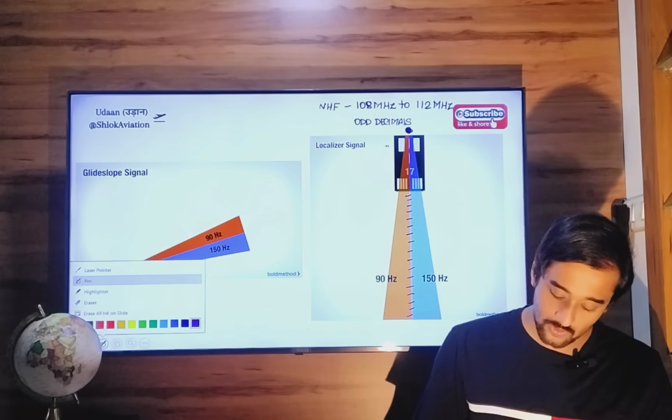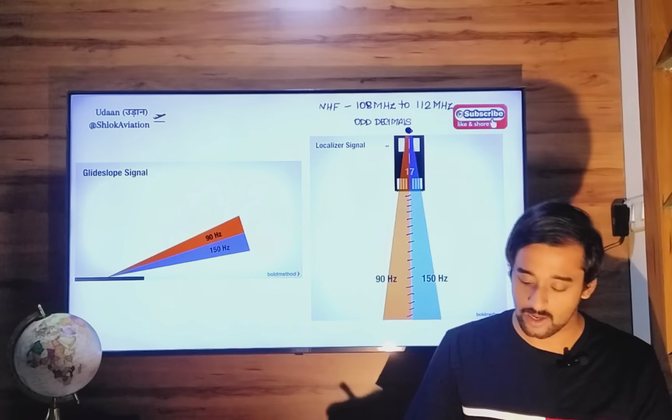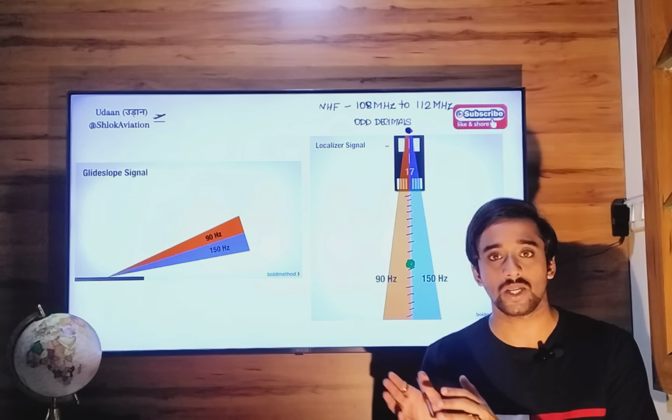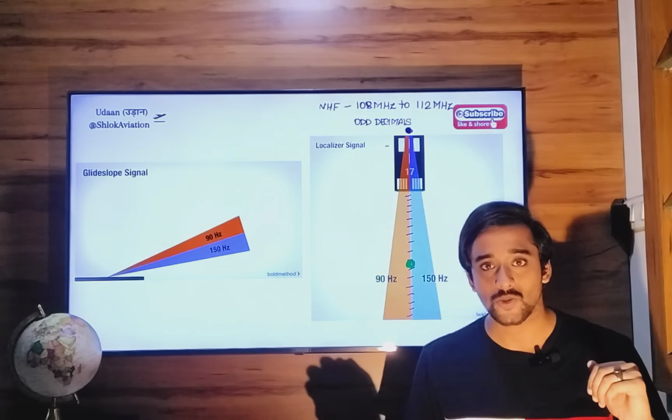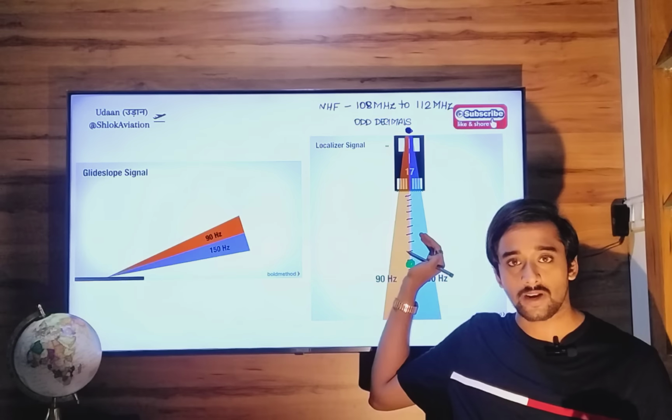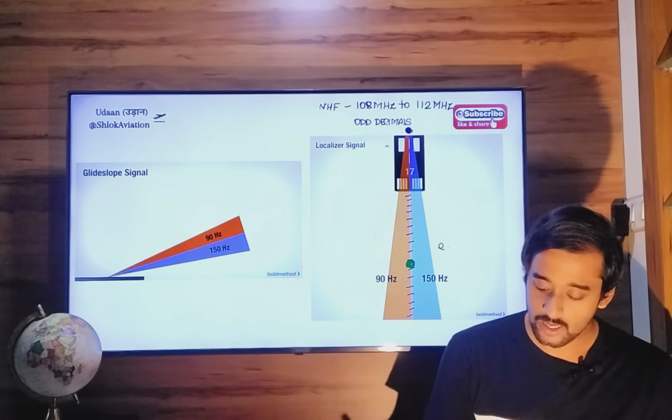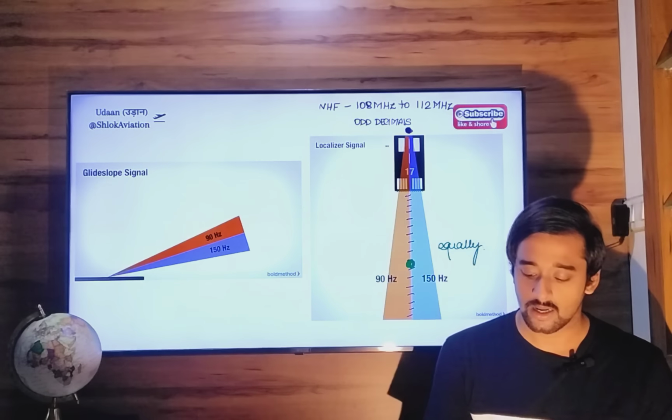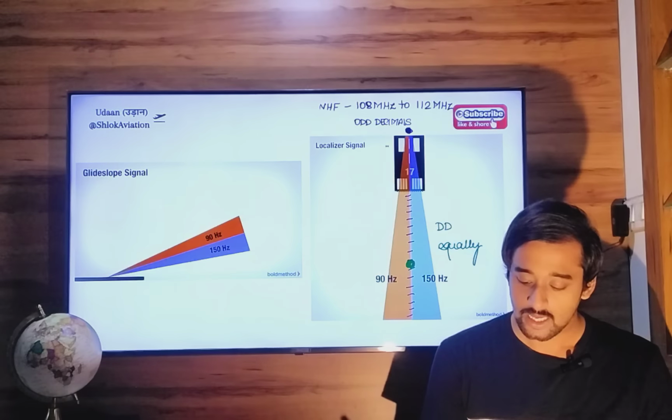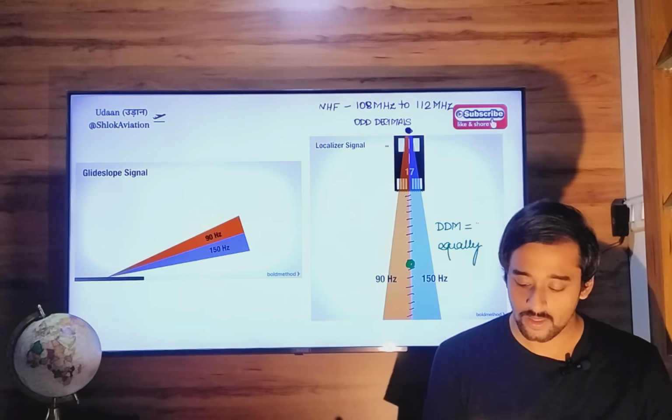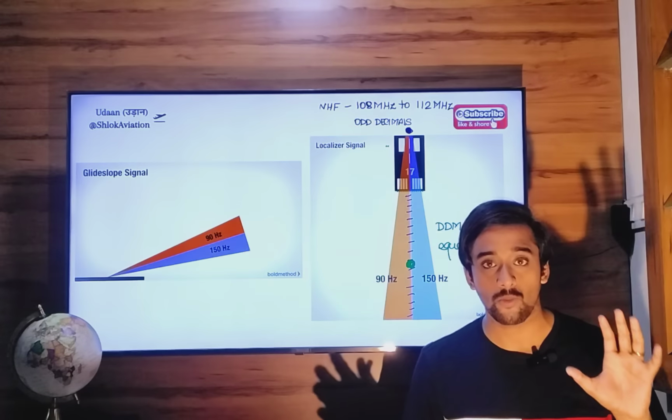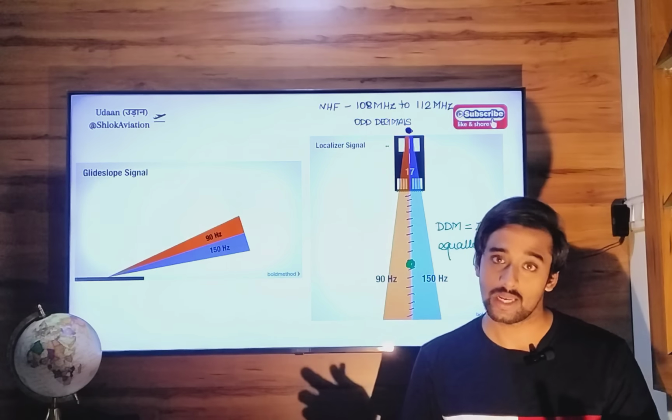Now when your aircraft is flying right on this extended center line of the runway, let's say over here, the extended imaginary center line of the runway in the atmosphere, this aircraft will receive both the 90 hertz and 150 hertz signals equally. It will receive both the amplitude modulation signals equally. We call this depth of modulation equal to 0. That means the difference between both the modulations is equal to 0.